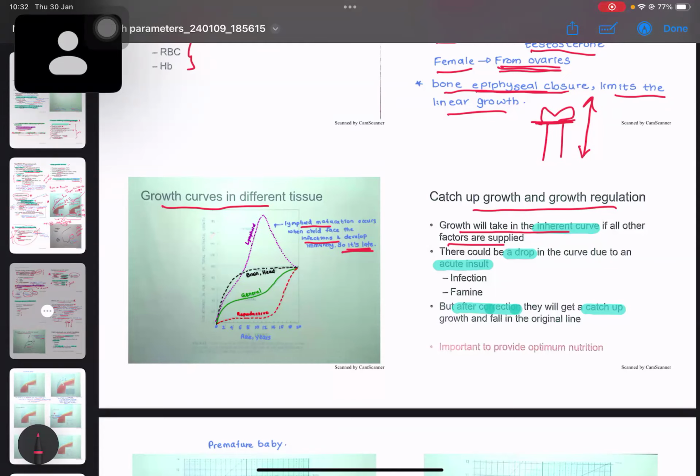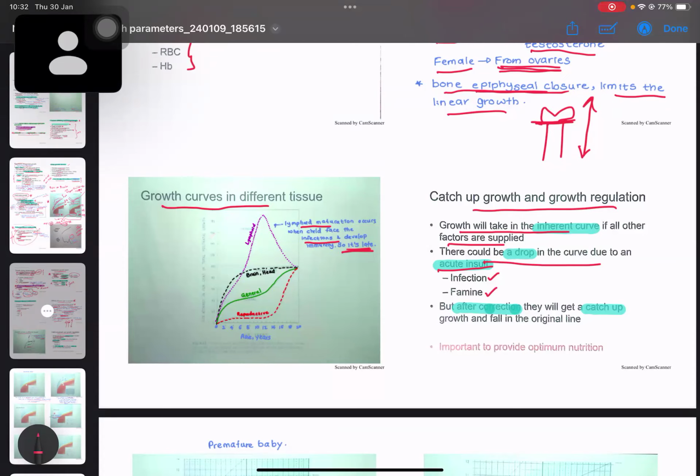So all the factors should be supplied in an adequate manner. Then only the genetic pattern will be followed. There could be a drop in the curve due to an acute insult. An acute insult usually means an infection, a famine, or any infection to the baby, and the weight will acutely drop.